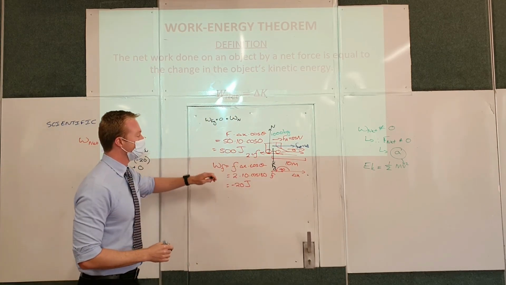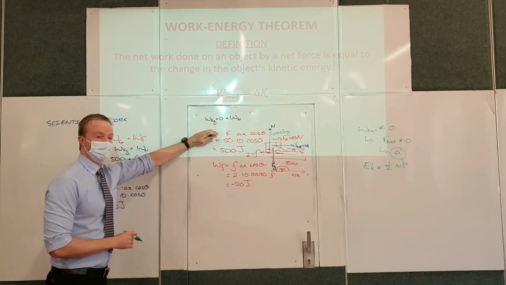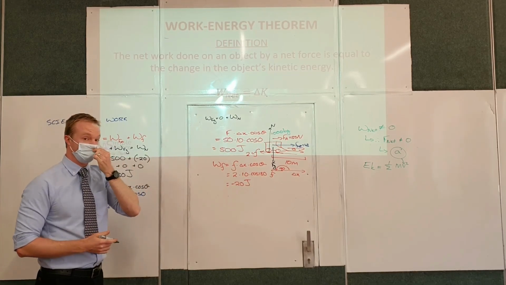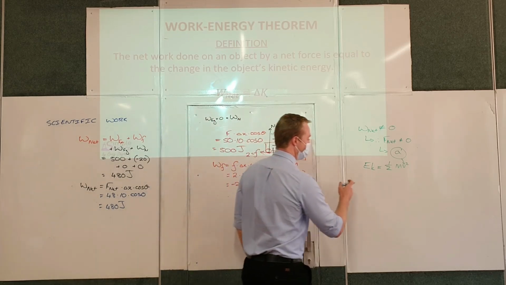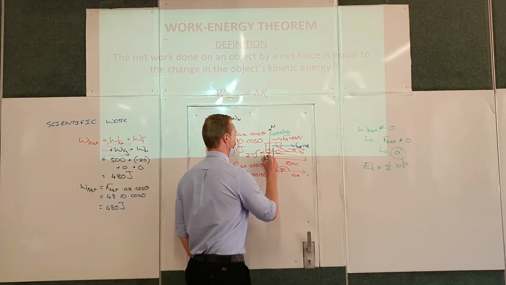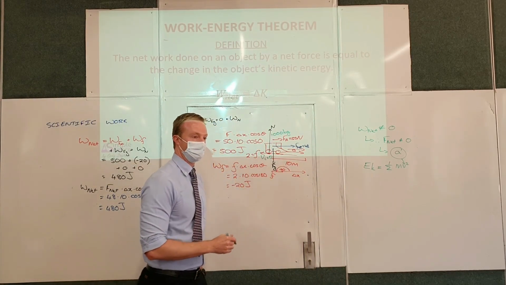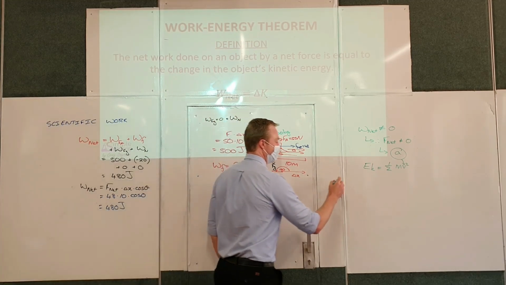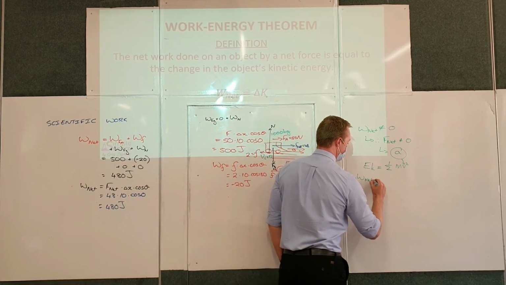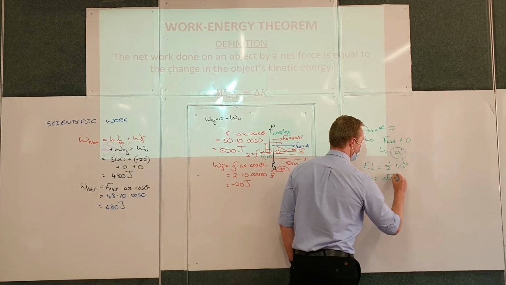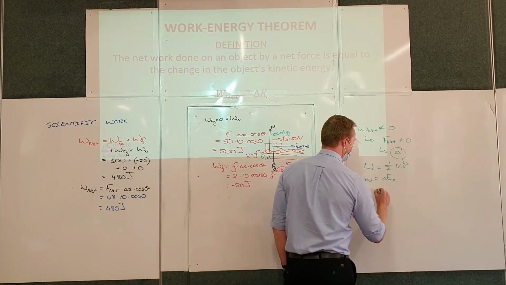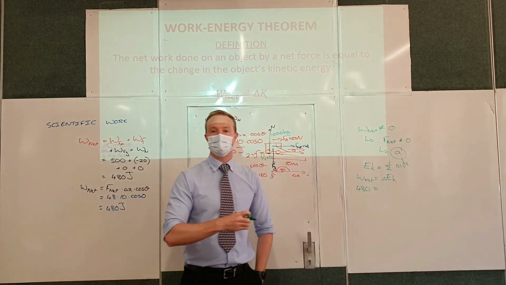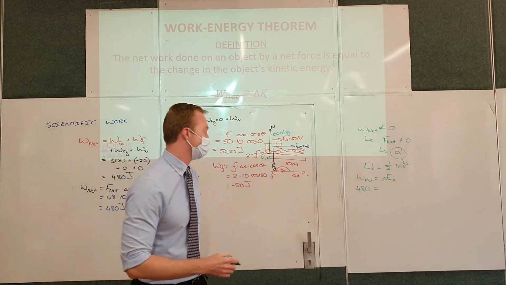For this object, we can say, well, now that I know this force, I can actually calculate the acceleration of this object. I can calculate the final velocity of the object, assuming that it starts from rest, because we can now say that the net work done on this object is equal to its change in kinetic energy. Net work here we calculated as 480 joules, meaning this object has gained 480 joules of energy.